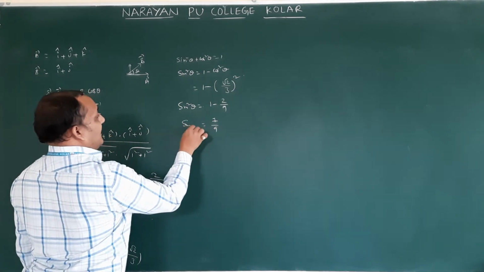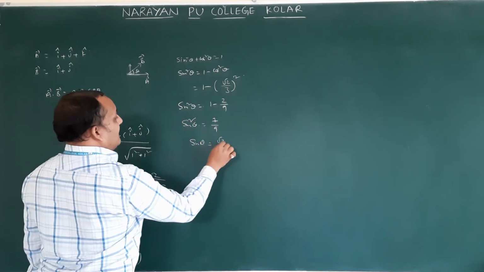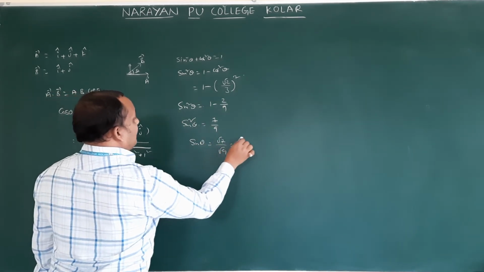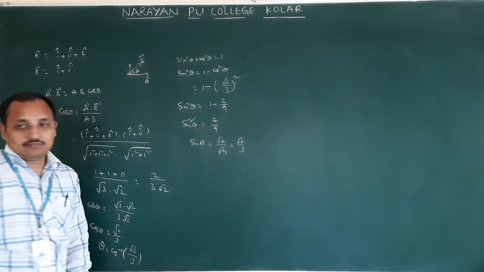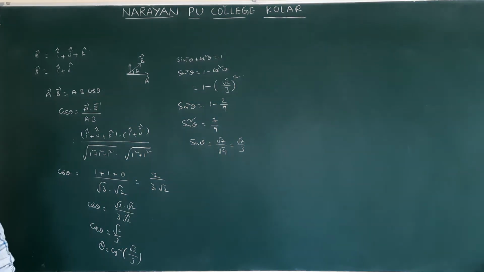7 by 9, sin square theta. Then sin theta is equal to root 7 by root 9, so root 7 by 3. Theta is equal to sin inverse 7 by 8.